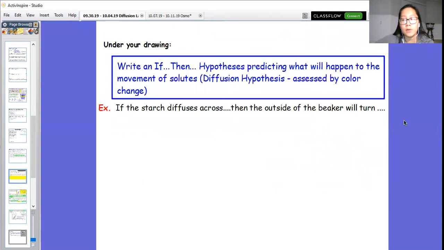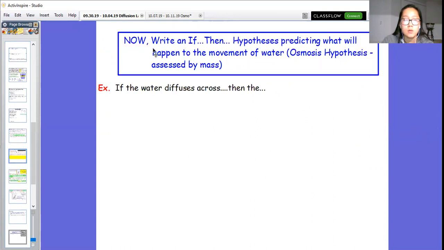And then for Wednesday, I want you to think about this beforehand just to be prepared. So write an if-then statement predicting what will happen to the movement of solutes. So if starch diffuses across the semi-permeable membrane, then the outside of the beaker will turn black. Now, I want you to also make a hypothesis. If the water diffuses across the semi-permeable membrane, do you think it's going to go into or out of the tubing or the cell? Because if it goes in, then the tubing will start weighing more. And if it goes out, then the tubing will start weighing less. So you can make predictions based on that at the start of the lab on Wednesday.